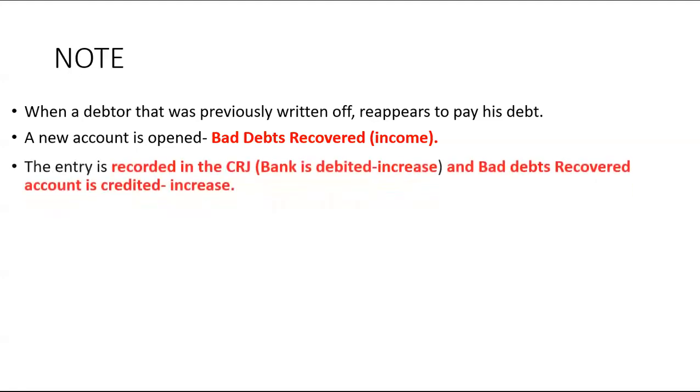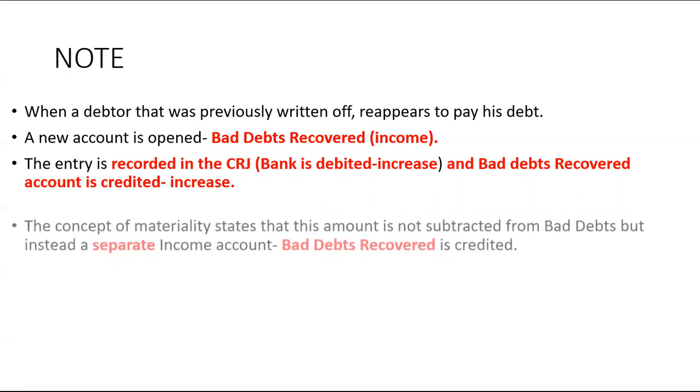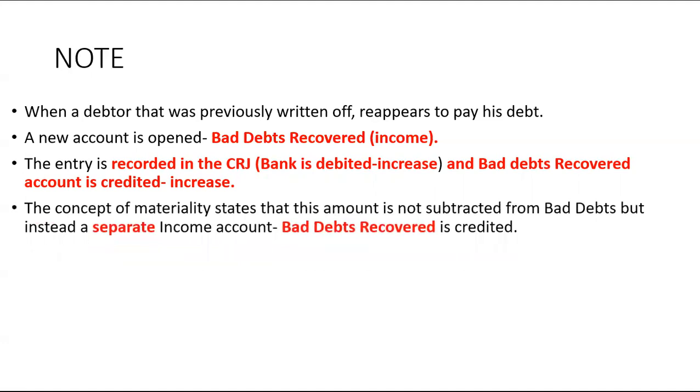And that actually makes sense. Bad debts recovered will increase on the credit side because it is income, which offsets the previous bad debts that we recognized. Now, the entry will be recorded in the CRJ as bad debts recovered. The concept of materiality, remember, simply says that the information that will affect the decisions of stakeholders must be shown separately, and that's why this account will be recorded separately as bad debts recovered.